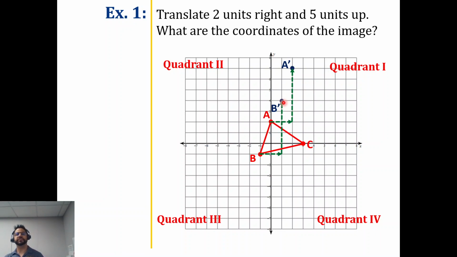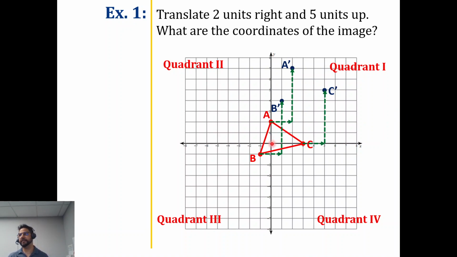So that's why students are so successful in this section, because you're really just repeating the process over and over again. For the pre-image to become the image, you're just going to count again. Right 2, up 5. We put our little dot, we label it as C prime, and then again, to find the coordinates, we go to the origin, and then I count to get to C prime.